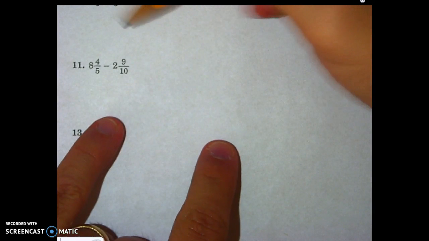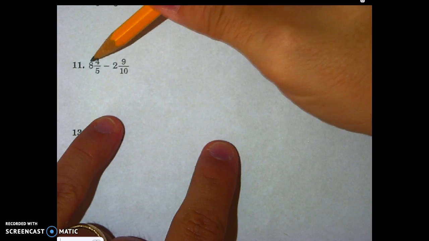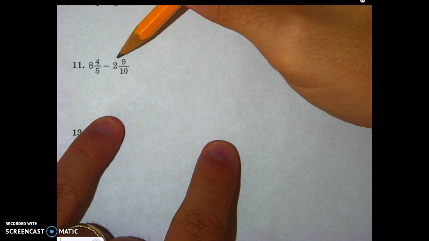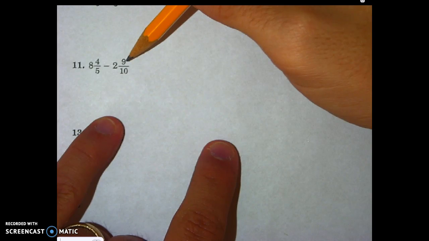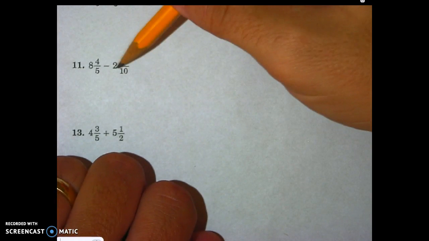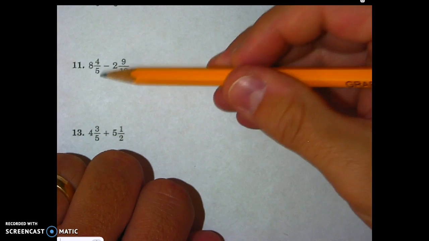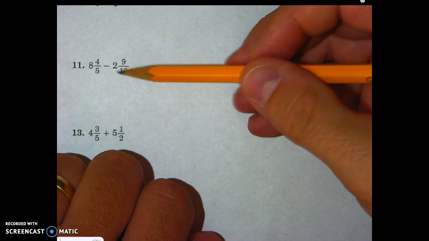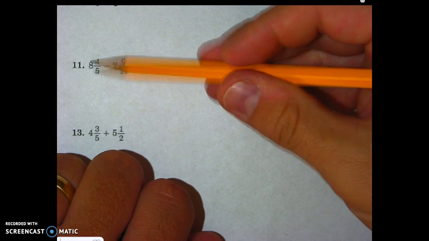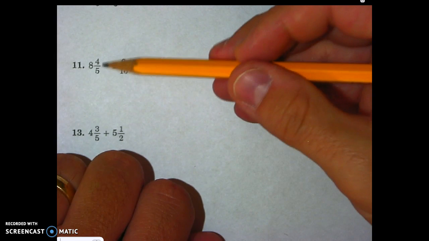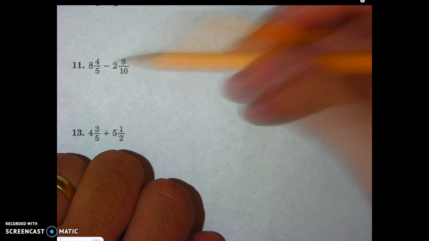In this problem, we're going to be doing 8 4/5 minus 2 9/10. Now, we don't have common denominators, and it looks like 4/5 is smaller than 9/10, so we're probably going to have to borrow from the whole number and give that whole number to the fraction. So let's go ahead and jump to it.